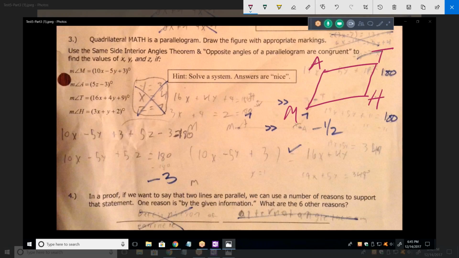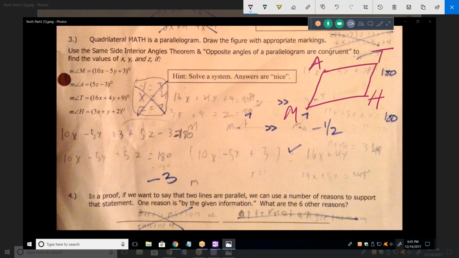And it's giving you all these angles. And they want to find X, Y, and Z. So tell me where to start. I can't make out much of your writing here in terms of figuring out what you've done. So let's start it from scratch.